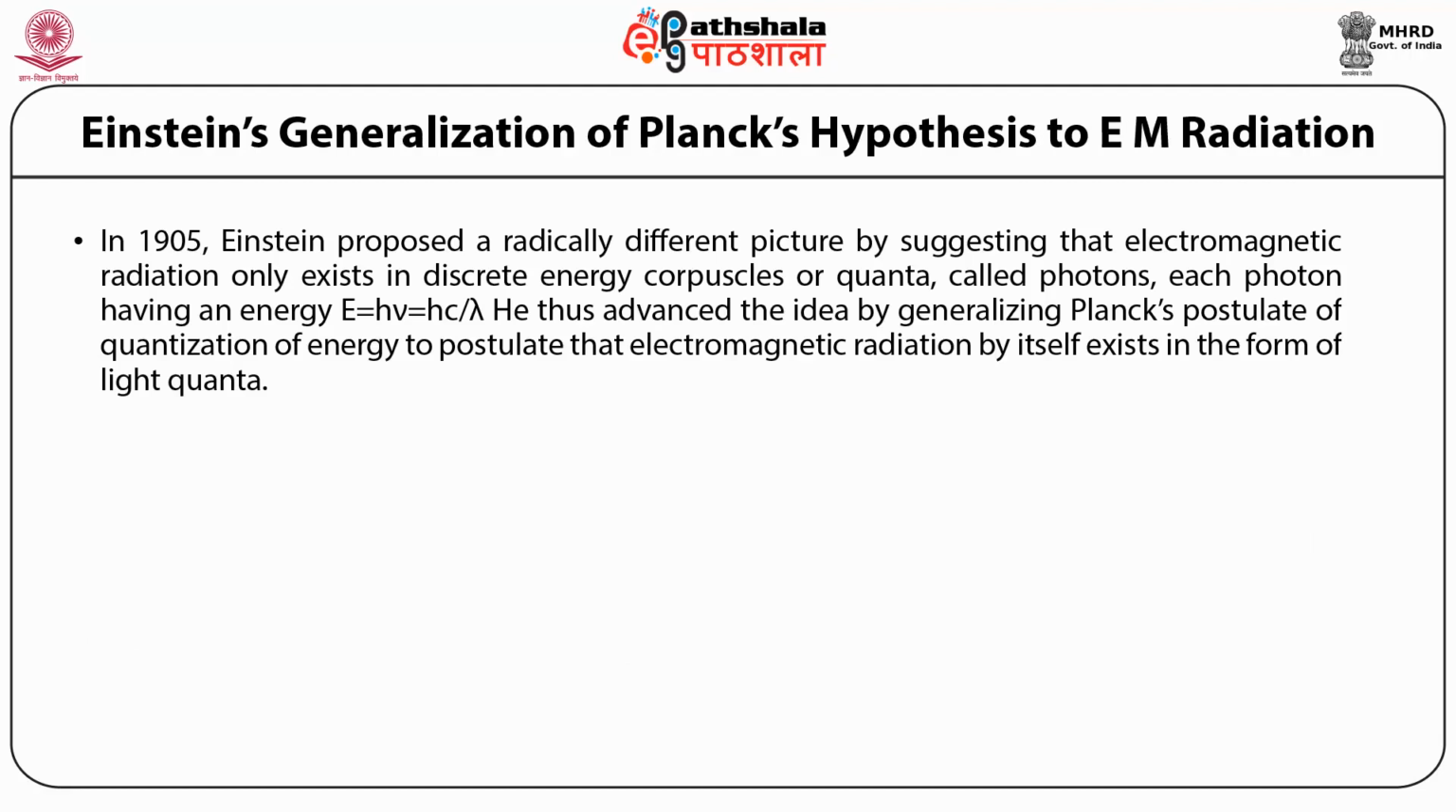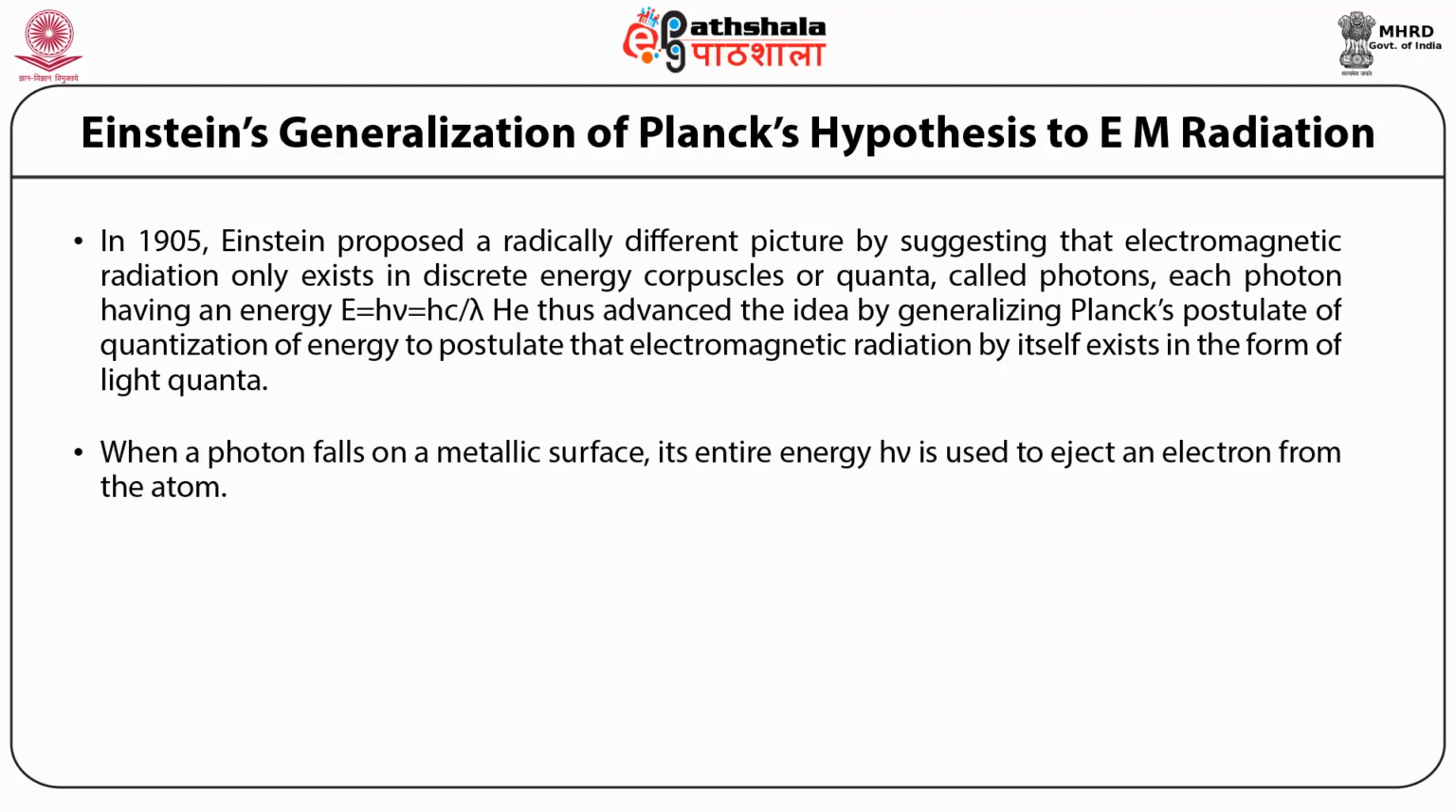In 1905, Einstein proposed a radically different picture by suggesting that electromagnetic radiation only exists in discrete energy corpuscles or quanta called photons, each photon having an energy E equal to hν, that is equal to hc/λ. He thus advanced the idea by generalizing Planck's postulate of quantization of energy to postulate that electromagnetic radiation by itself exists in the form of light quanta. According to Einstein, when a photon falls on a metallic surface, its entire energy hν is used to eject an electron from the atom.